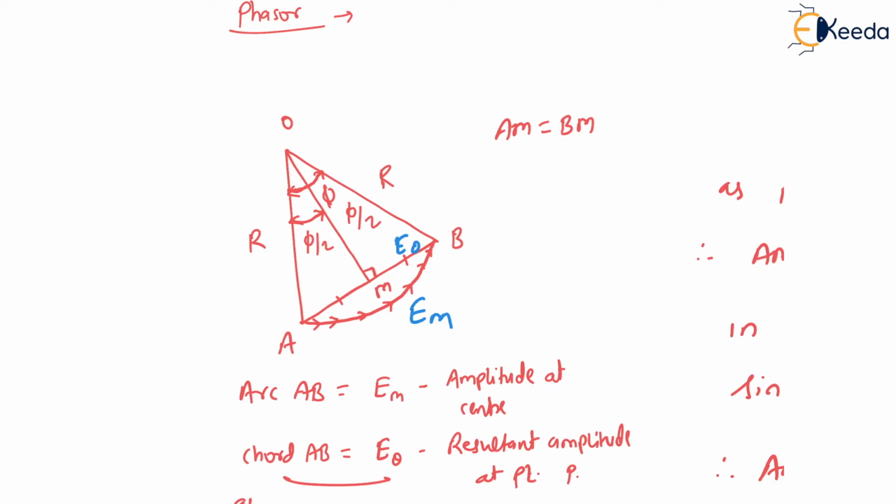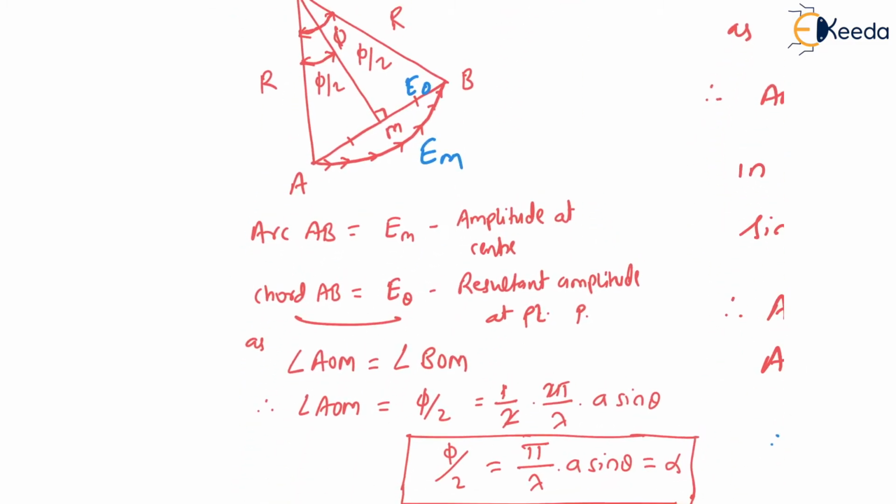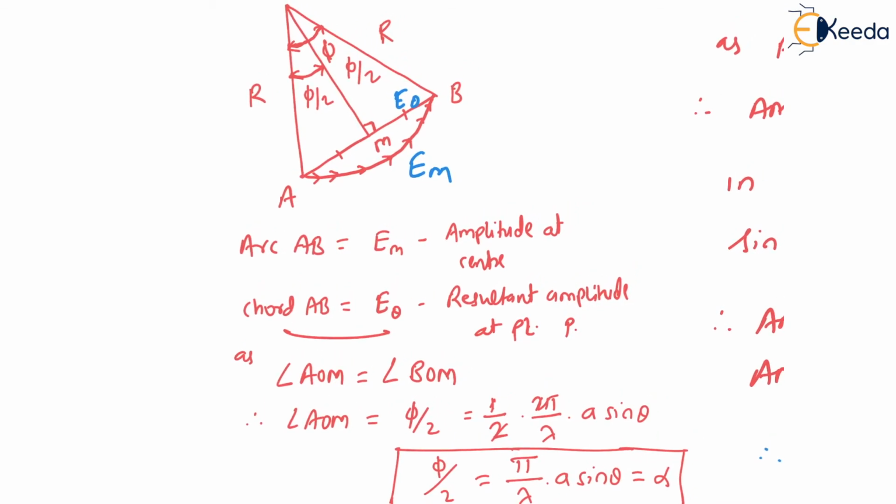And then we can find out the amplitude. Here we have taken this E m as the amplitude at the center, and this chord AB, that is E theta, is the resultant amplitude at point P.